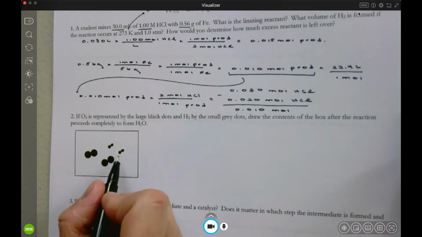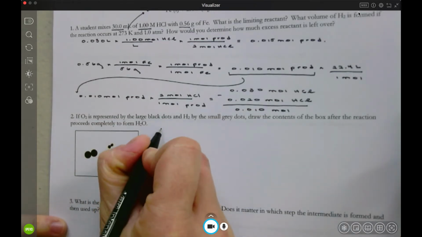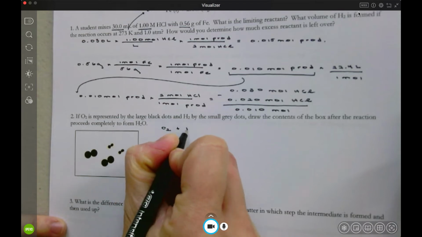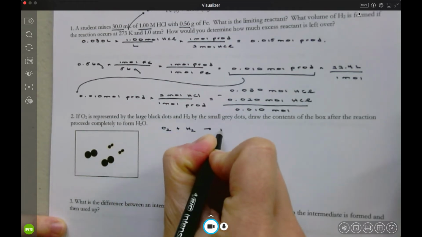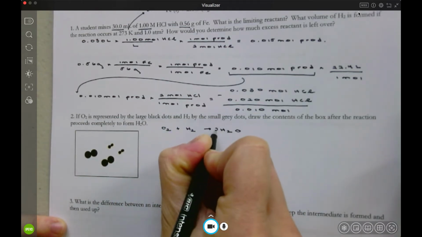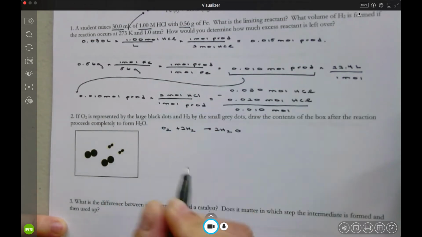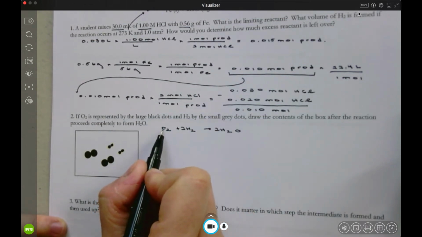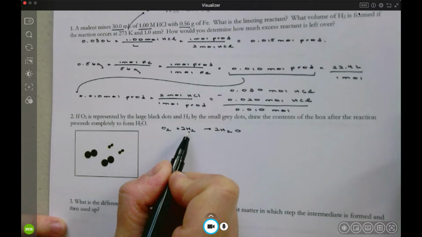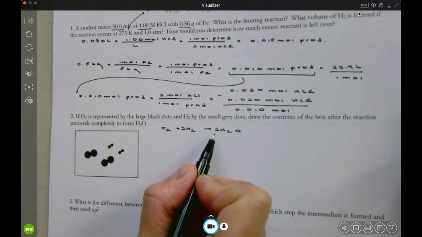For the next problem, it says if oxygen is represented by the large black dots and H2 by the gray dots, mine kind of look black, sorry, draw the contents of the box after the reaction proceeds to completion. So I'm going to really quickly write out my reaction. Oxygen reacts with hydrogen gas to produce water. I balance this. So I know for every 1 mole of oxygen, 2 moles of hydrogen are going to be used, and 2 moles of water are going to be produced.